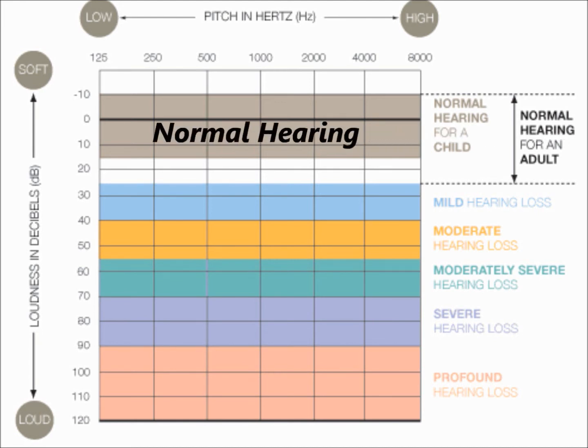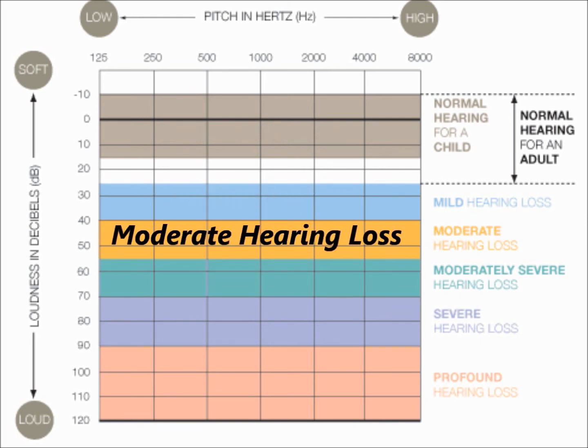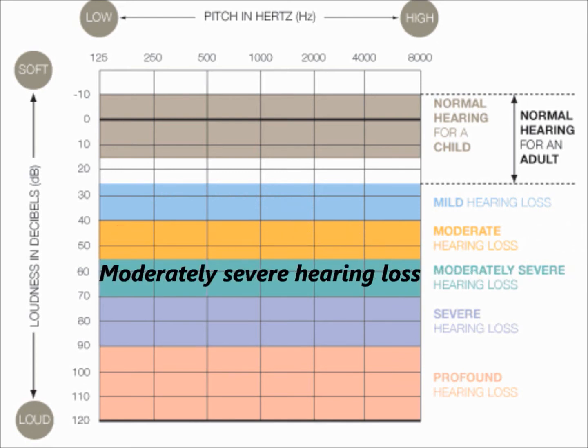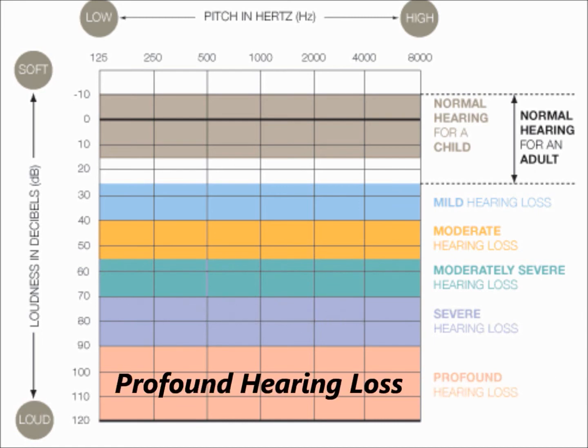We can know the degree of hearing loss by looking at the graph. Normal hearing is anything at or above 25 decibel. A mild hearing loss ranges from 25 to 40 dB. Moderate hearing loss is from 40 to 55 dB. Moderately severe hearing loss is from 55 to 70 dB, while severe hearing loss is from 70 to 90 dB and profound hearing loss is recorded at anything at or below 90 dB.